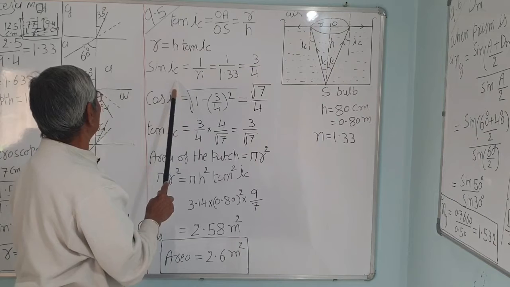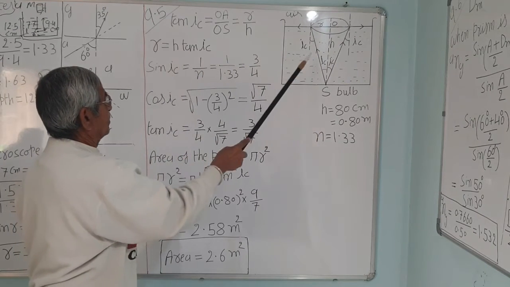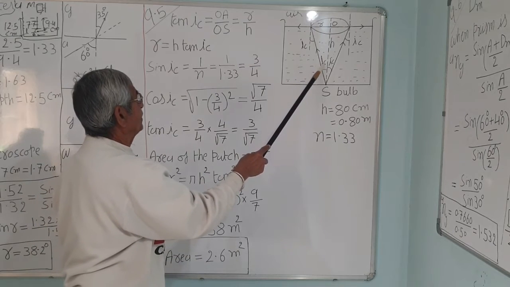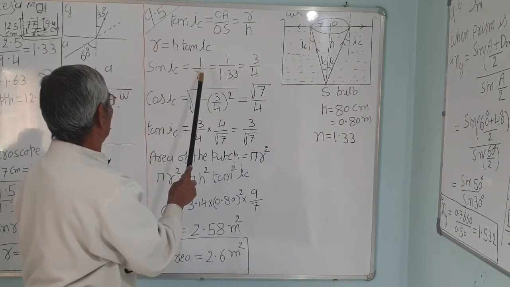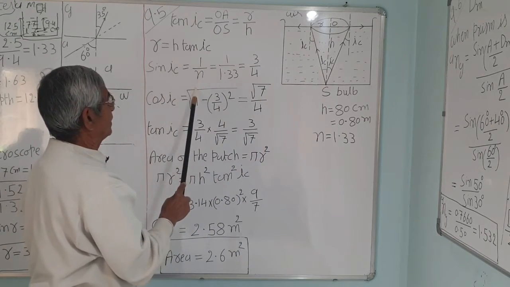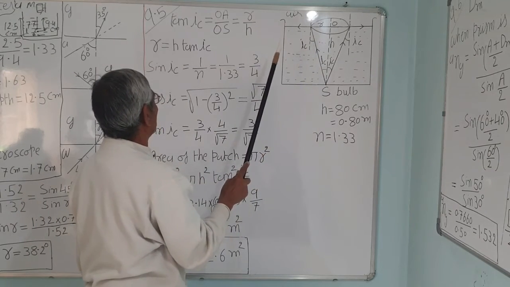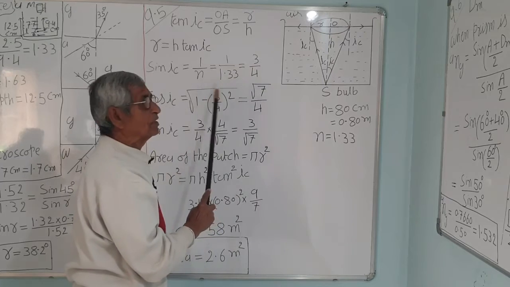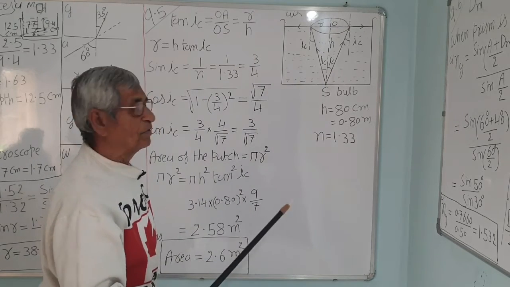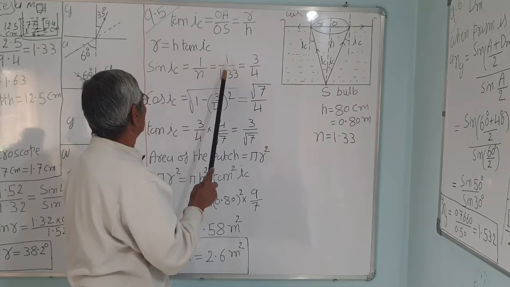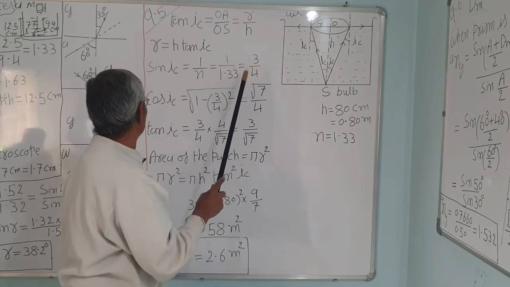Now tan IC is not directly given, so we can calculate the sin IC. Sin IC is equal to 1 upon n, refractive index. This is the critical angle. So what is sin IC? Sin IC is 1 upon refractive index. Refractive index of water, you know, that is 4 by 3 or 1.33. Correct? So the reciprocal of this, that is 3 by 4.